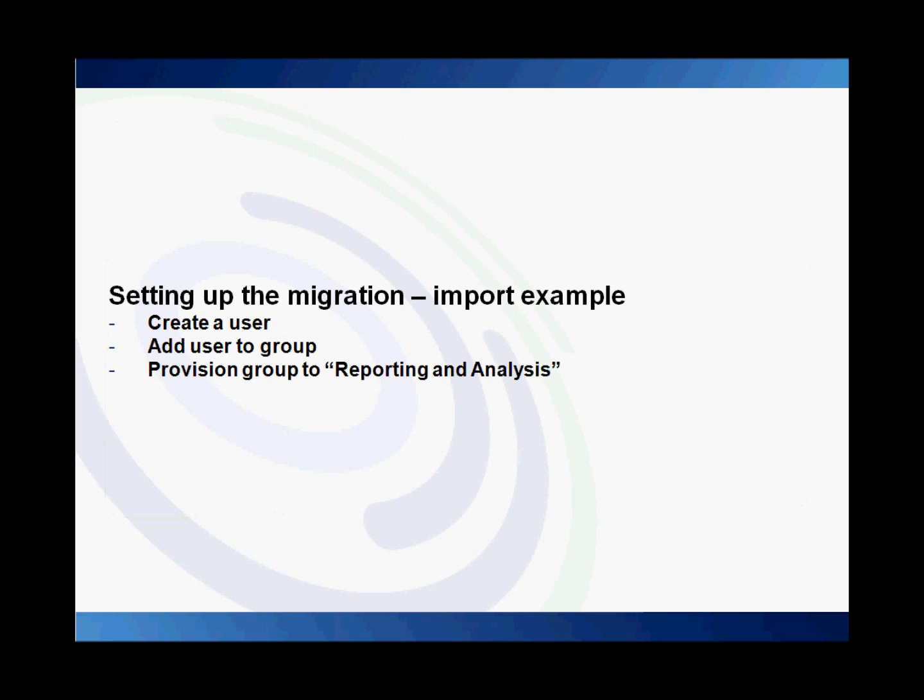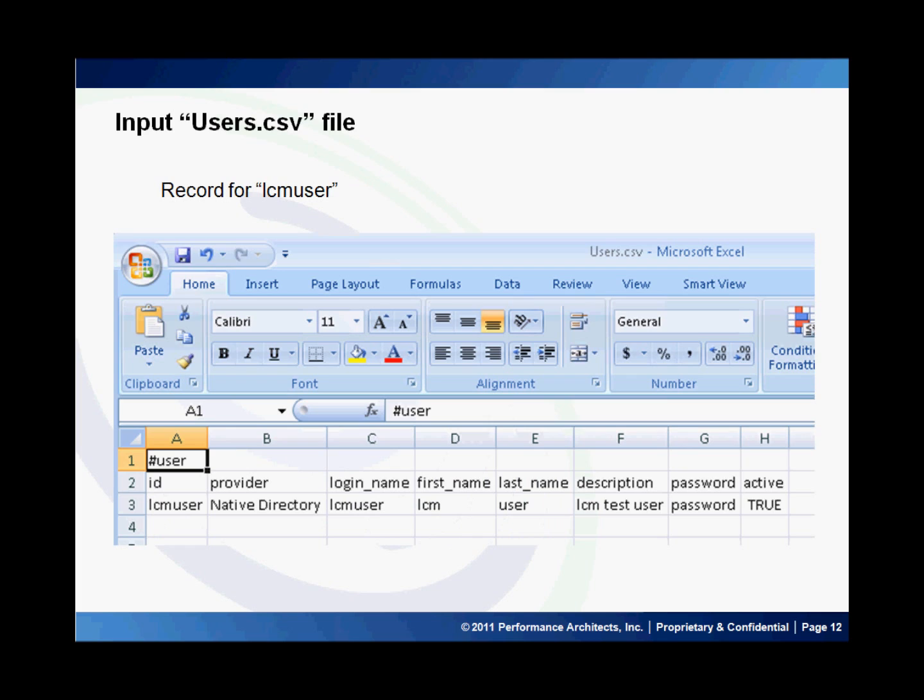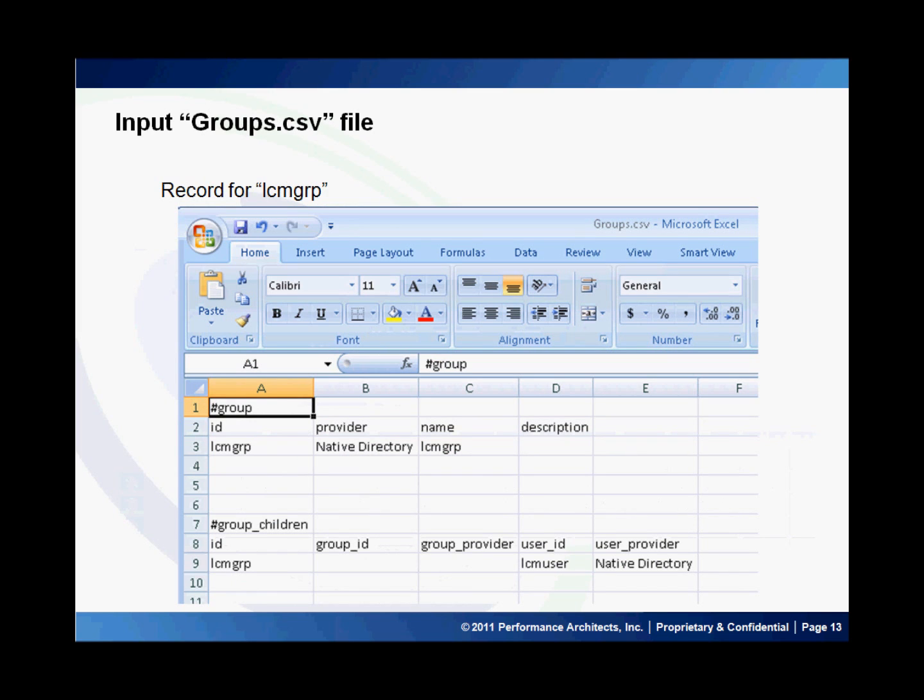Now let's look at how we set up a migration. In this we'll have an import example where we'll create a user, we'll create a group in which we'll add the user, and we'll provision the group to Reporting and Analysis. First we look at the users.csv file. In here we have just one record for an LCM user who will be created in the native directory.